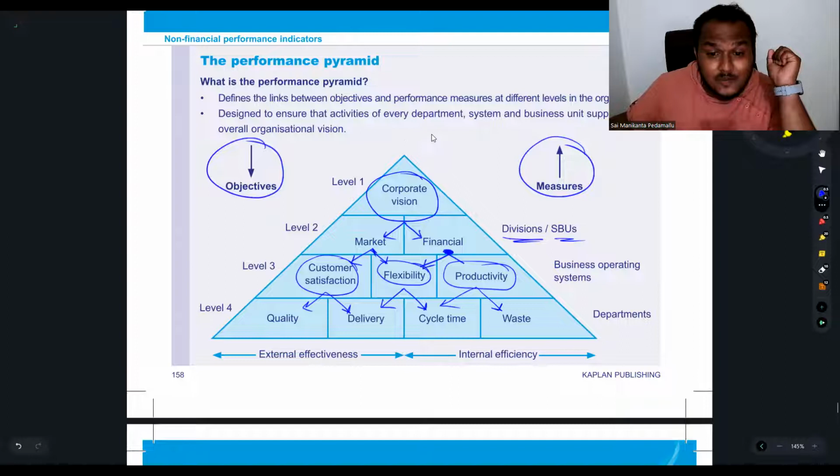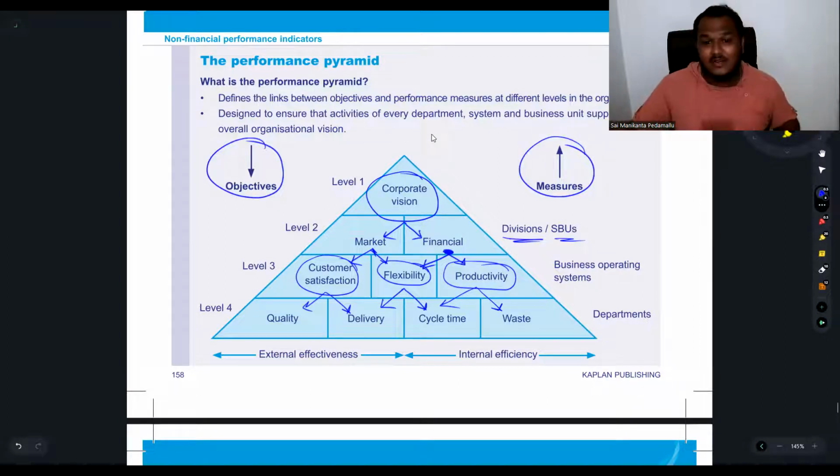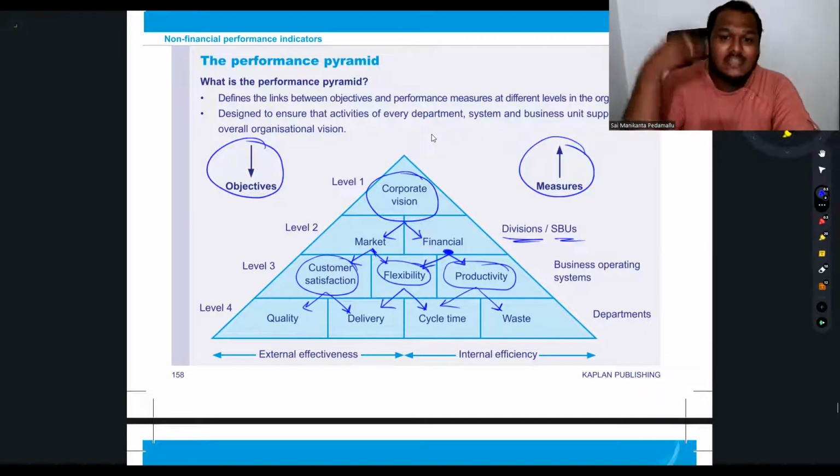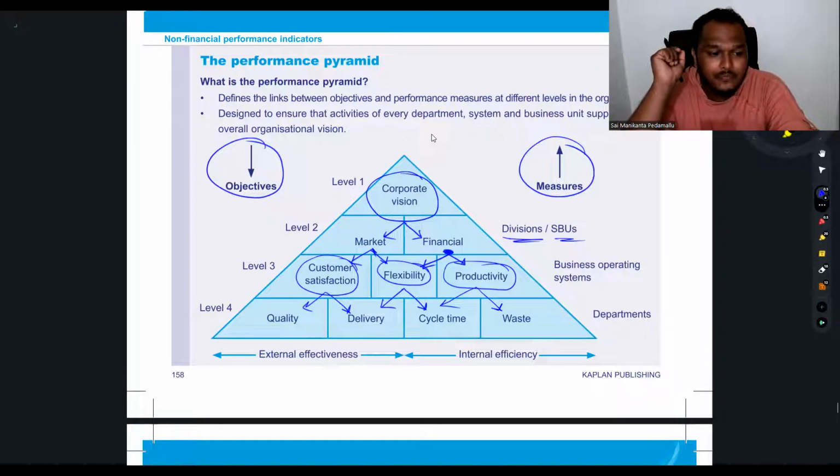That is what the performance pyramid is all about, if you understand it really. At each stage, the next two branches come as an explanation for the upper one. I believe now that it's all clear.